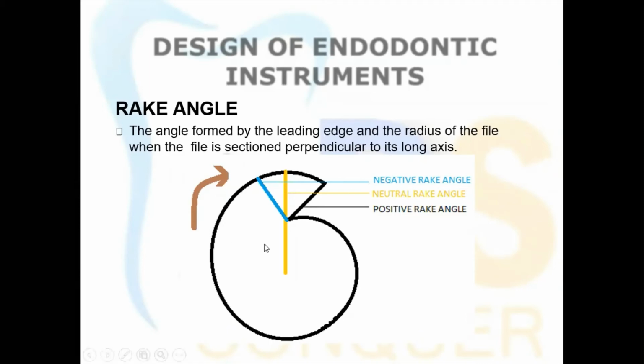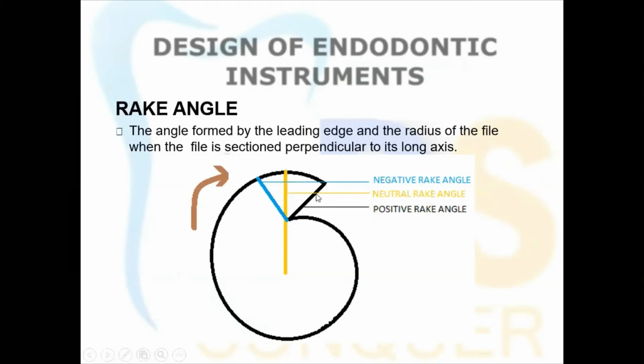So let's look at this picture first. This picture shows the cross section, that means a horizontal section, of a file. When a file is horizontally sectioned, that cross section will have a radius. So the rake angle is the angle formed by the radius of the cross section of the file with the leading edge, or cutting edge, or blade of the endodontic instrument. I repeat again, the rake angle is the angle formed between the radius of the cross section of the file and the leading edge of the endodontic instrument or file.